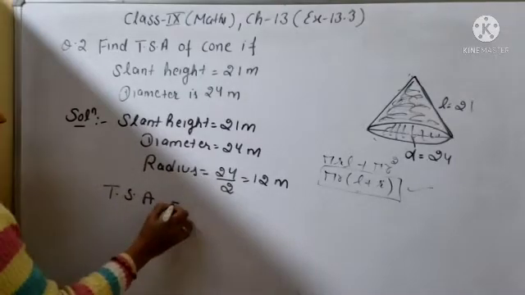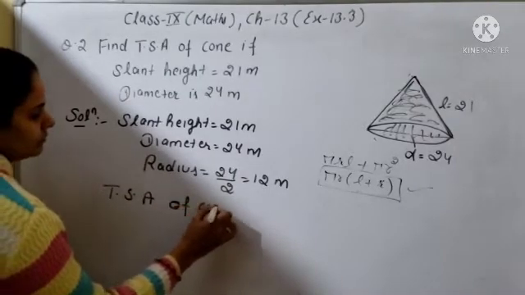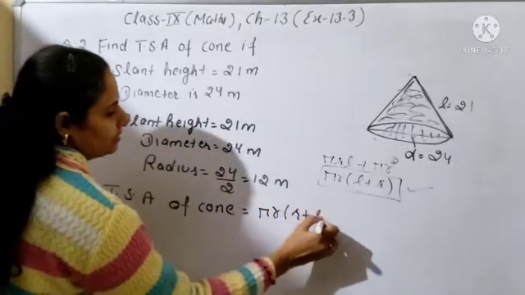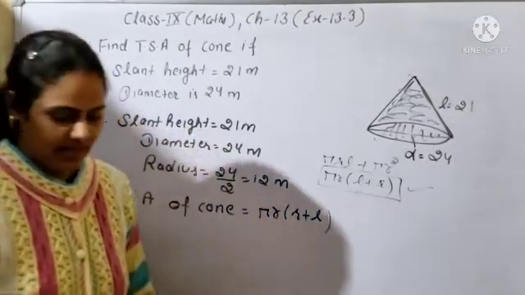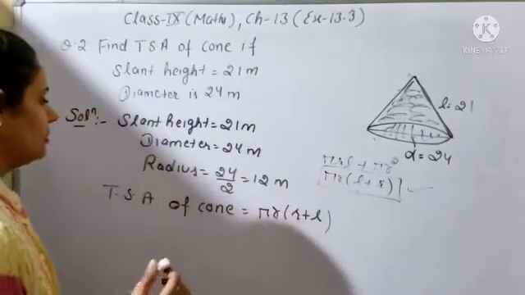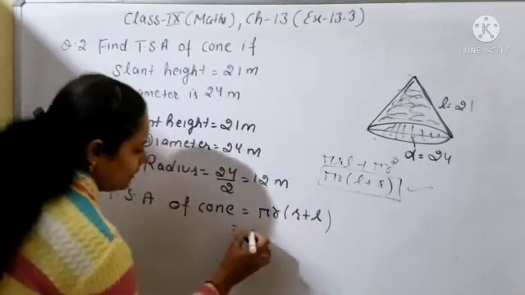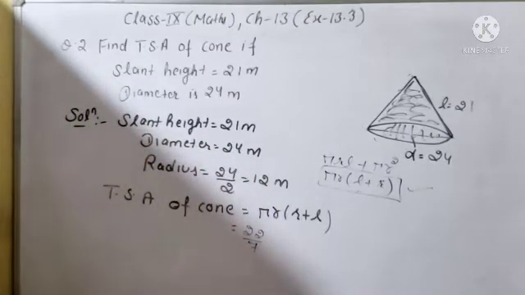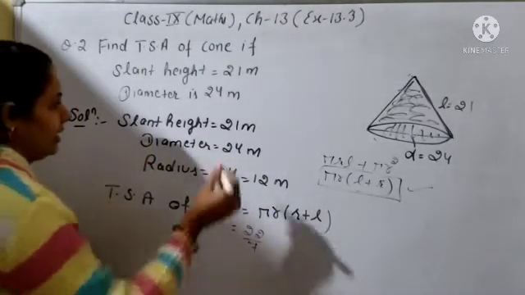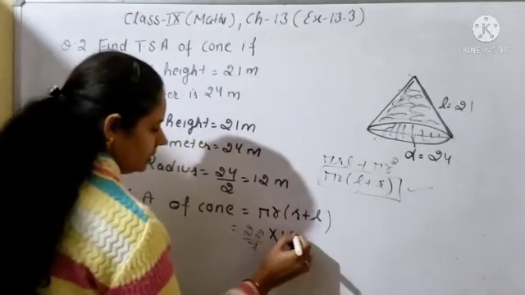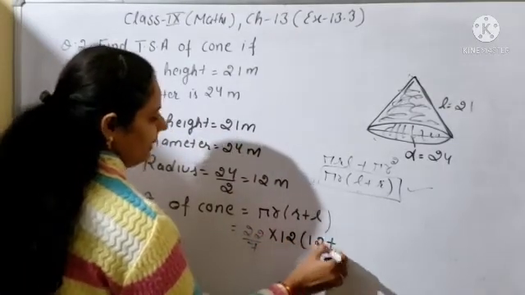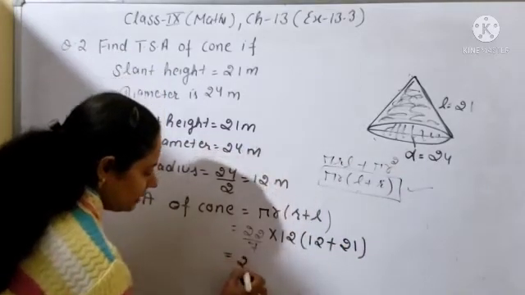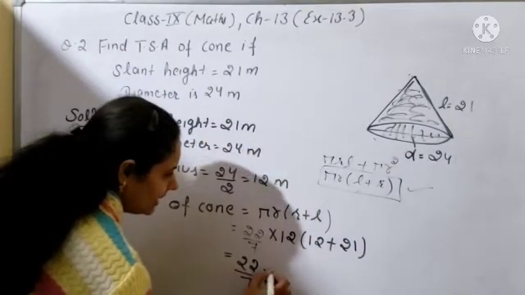So what will be the total surface area of the cone? Apply the formula pi r into r plus L, or you can write pi r into L plus r. Clear? Now put the values. Pi is not given, so 22 by 7. Next r is 12 into 12 plus L. L is the slant height, it is 21. Clear? Now 22 upon 7 multiply 12.